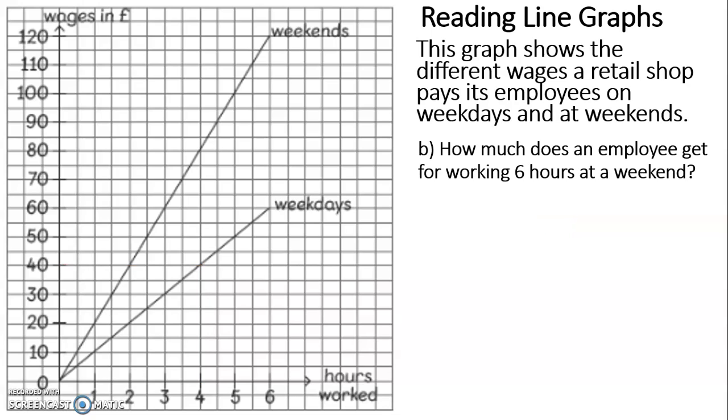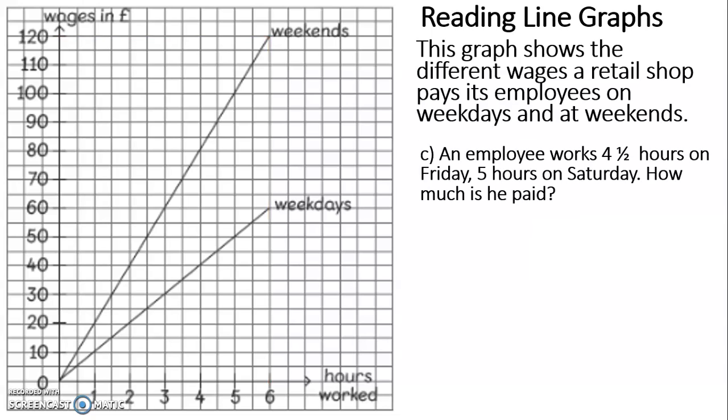B. How much does an employee get for working 6 hours at a weekend, being Saturday and Sunday? Let's draw the line up from 6 hours up to the line of the weekend pay, and then across to the y-axis, and it meets 120. £120.